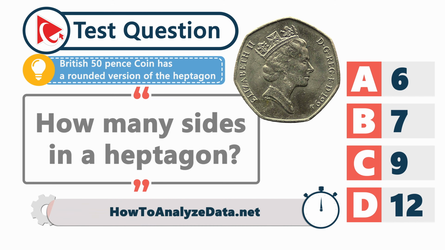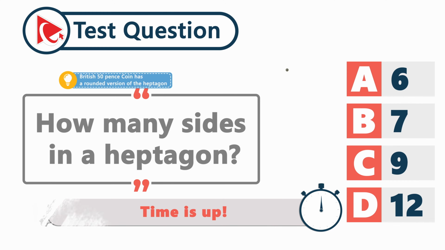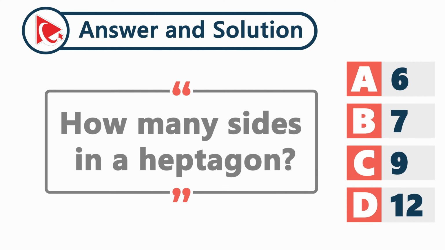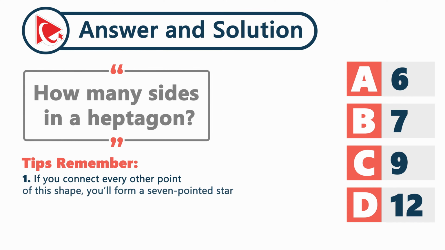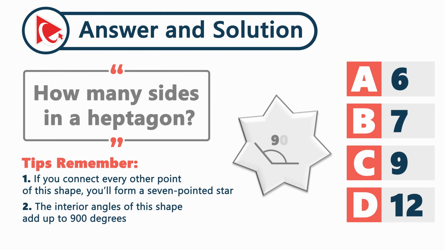Time's up. Do you have your answer ready? Here's some cool things about this shape to help you remember it for the rest of your life. Number one is that if you connect every other point in this shape, you will form a 7-pointed star. And then another cool thing about this shape is that the interior angles of this shape add up to 900 degrees. I think you've guessed it by now.